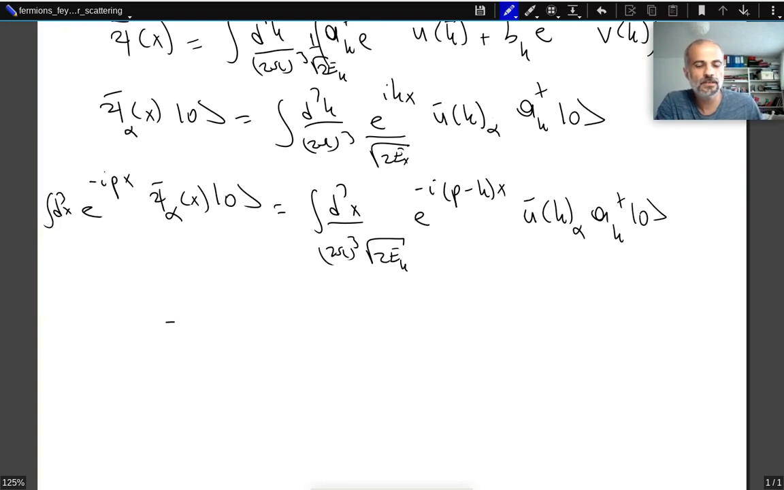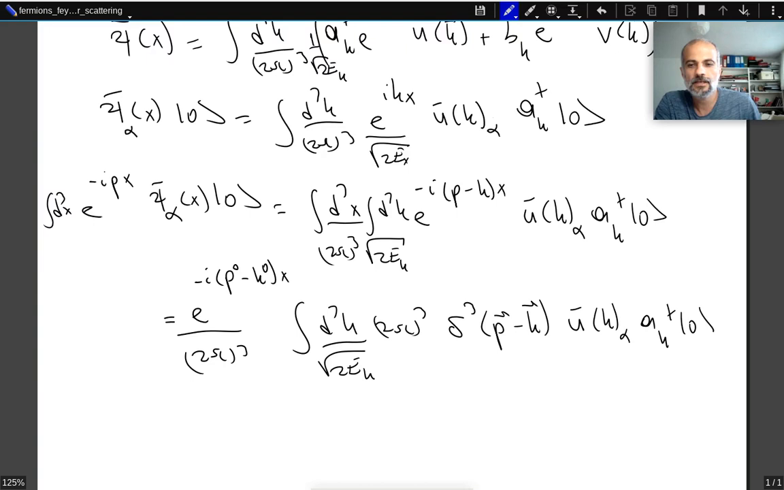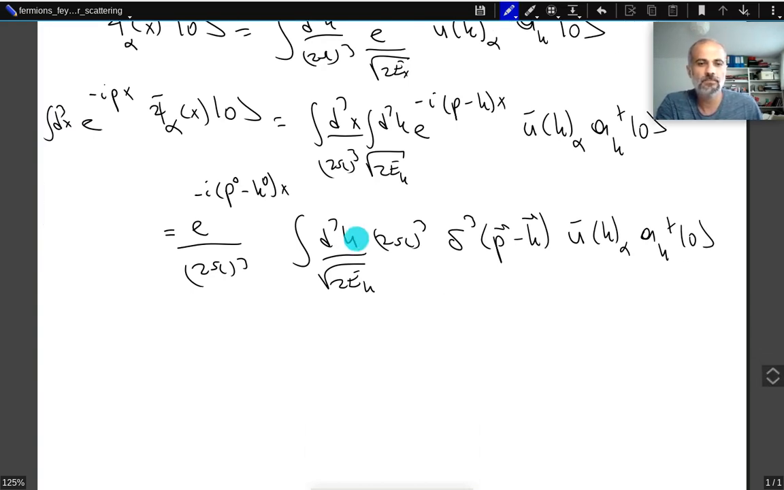So now the d cubed k integral will just give me e to the power minus i (p0 minus k0) x. And now here there is also the k integral divided by 2 pi cube. The x integral gives me a 2 pi cube times the three-dimensional Dirac delta of p minus k, u bar k alpha, and k dagger acting on vacuum. Now I can take this k integral appearing over here. These 2 pi cubes will cancel.